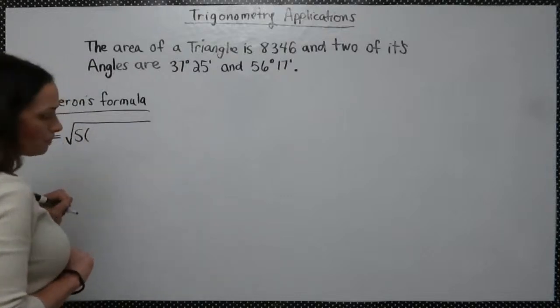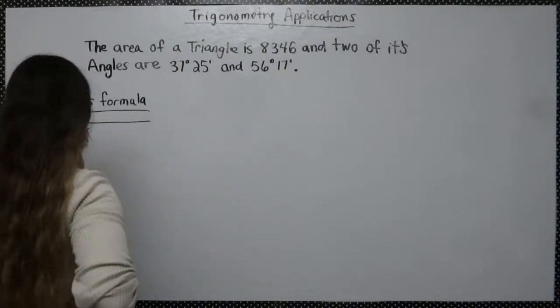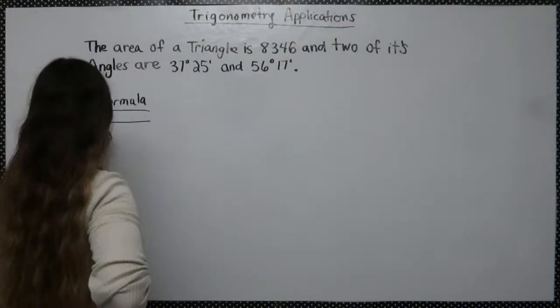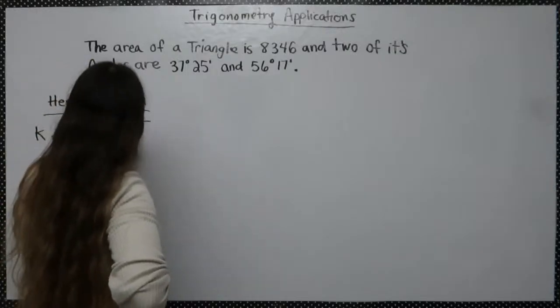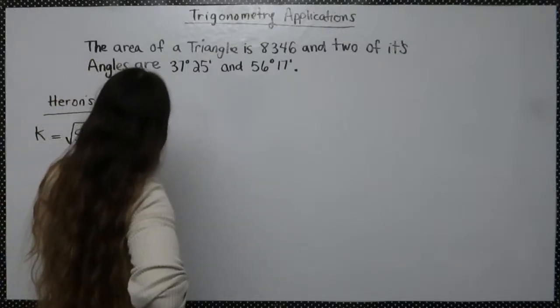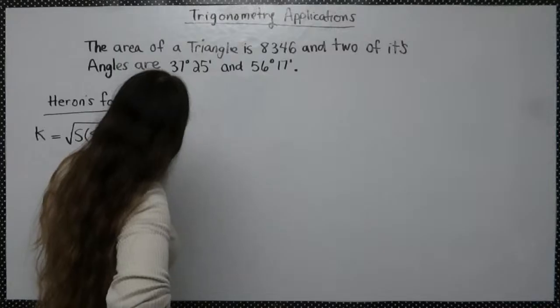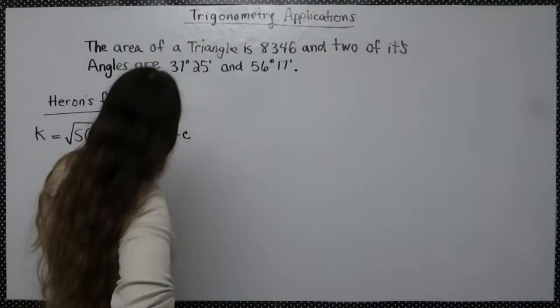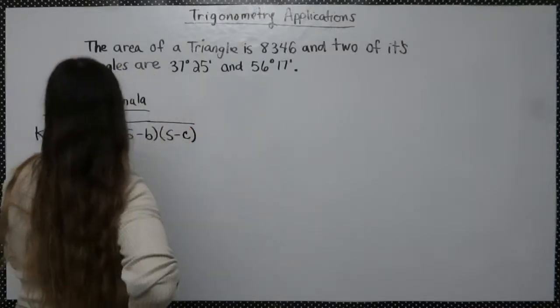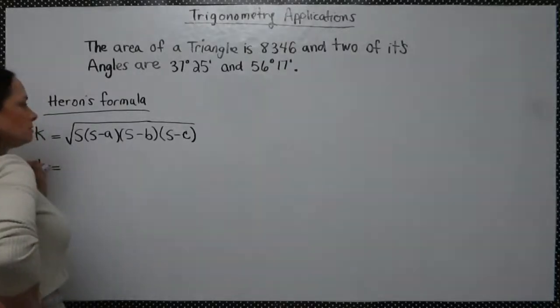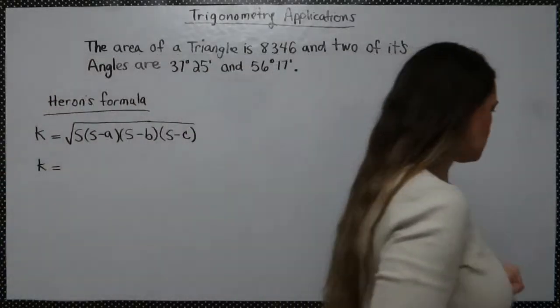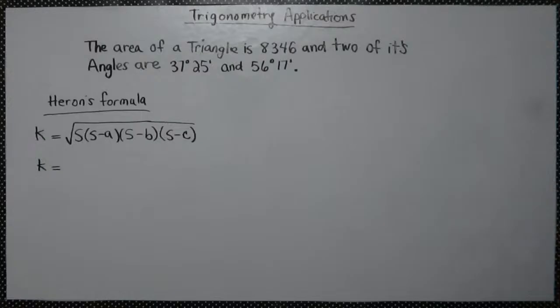I think I at one time had it memorized. It's S minus A times S minus B times S minus C. And then there's another variation. I think this is the one that we can use though. And I found another variation. I just realized it after I put Heron's formula up, and it involves the sines of angles.